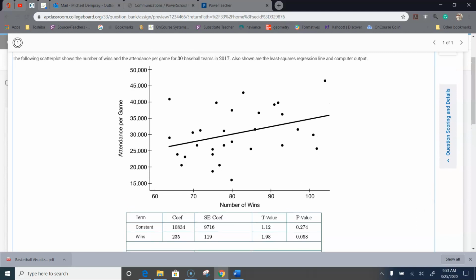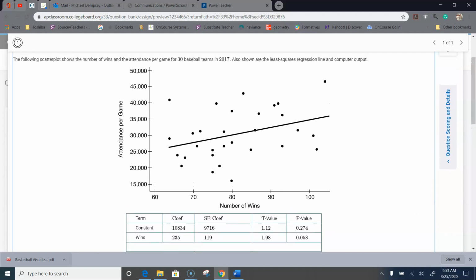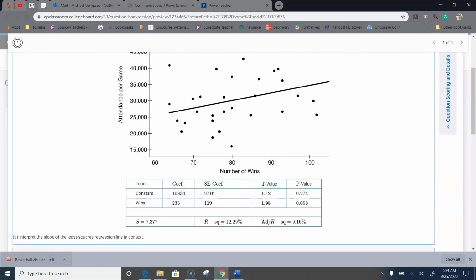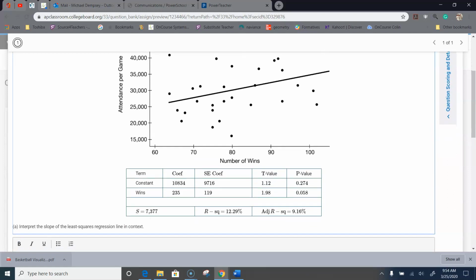So just from a quick look, it looks like there's a weak or moderate positive linear association between number of wins and attendance per game. So that's how I want to talk in interpreting the slope. The first thing, a big mistake that I'll see a lot of times is students will say that this is the slope. They get confused and they see S and think, well, that must be the slope. Okay. Remember how these equations work.